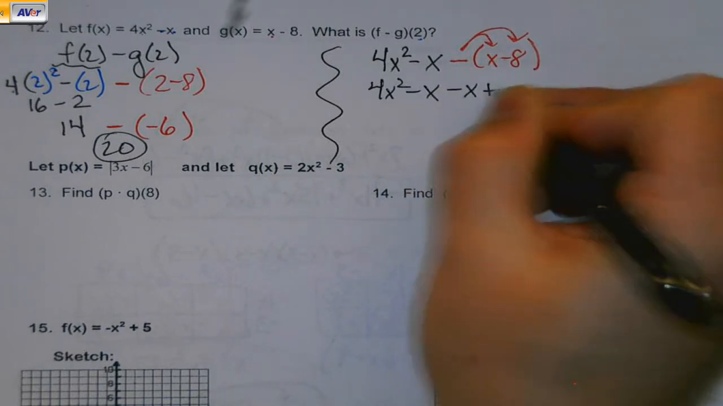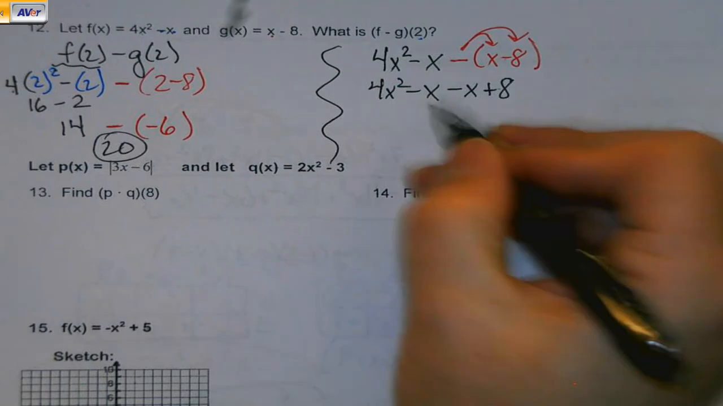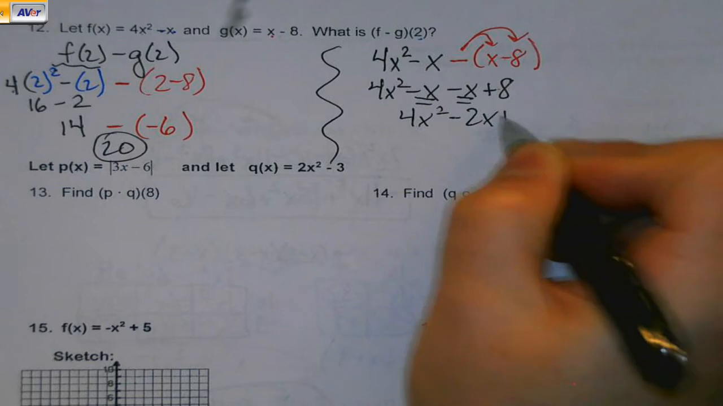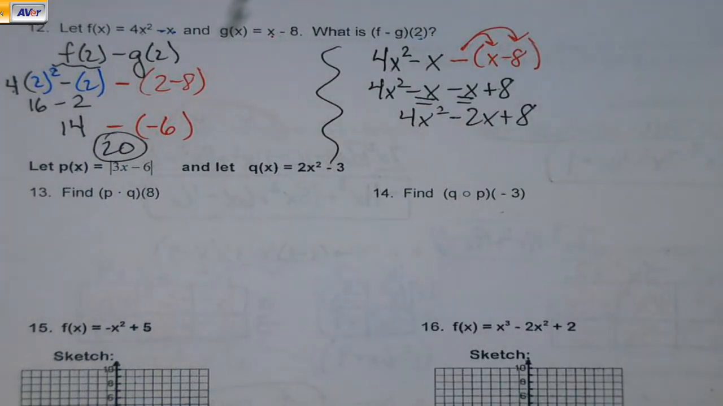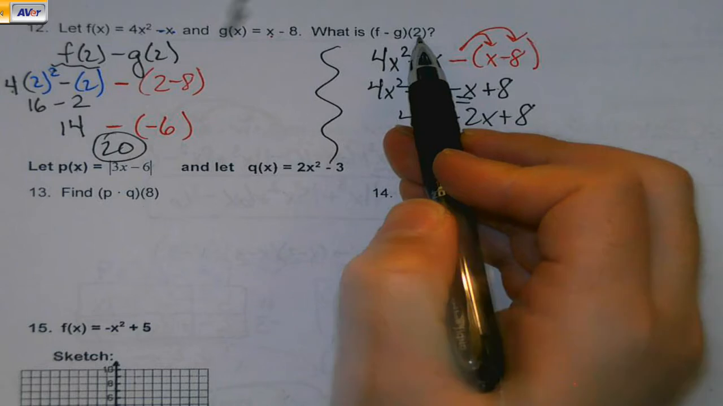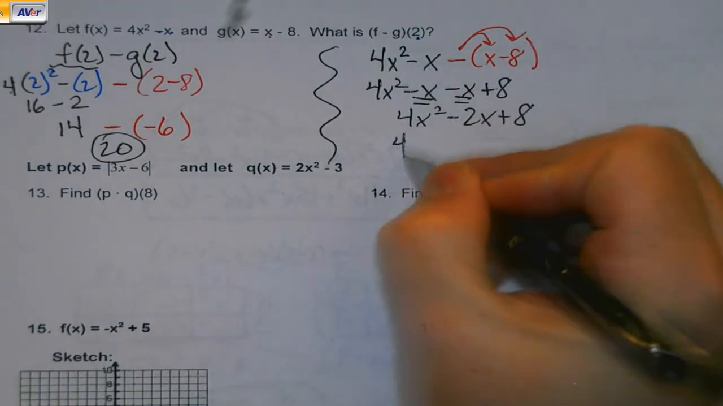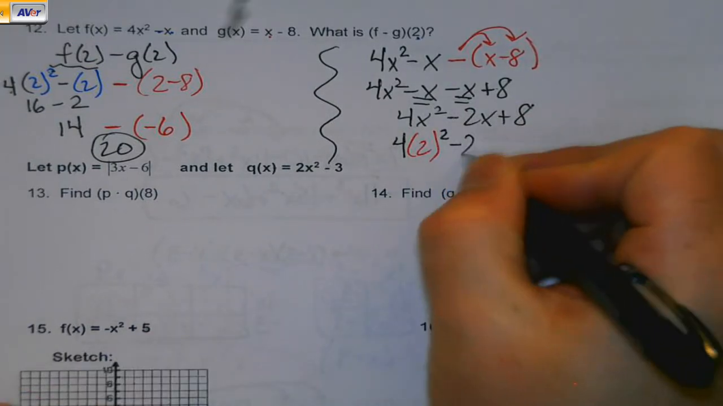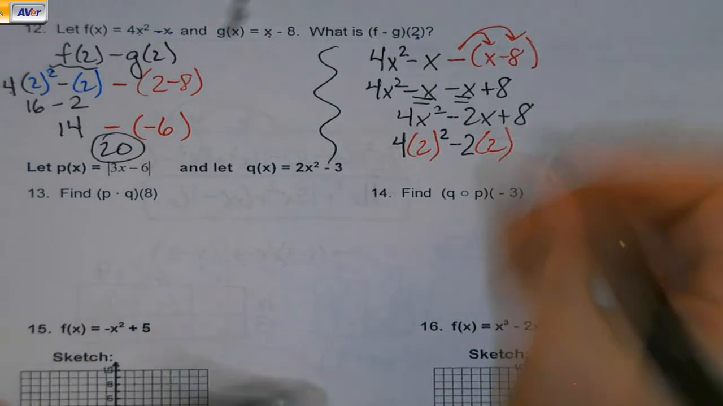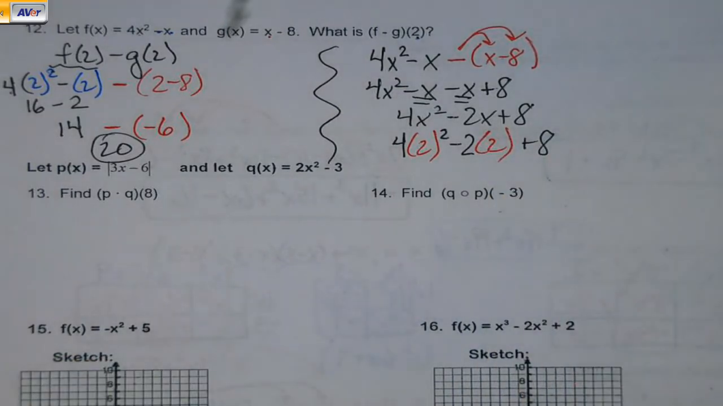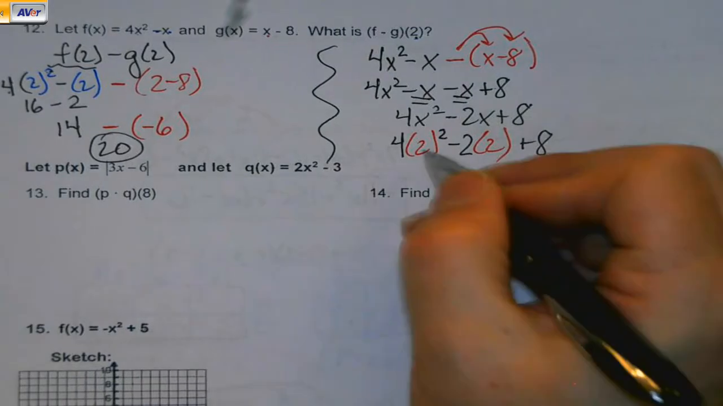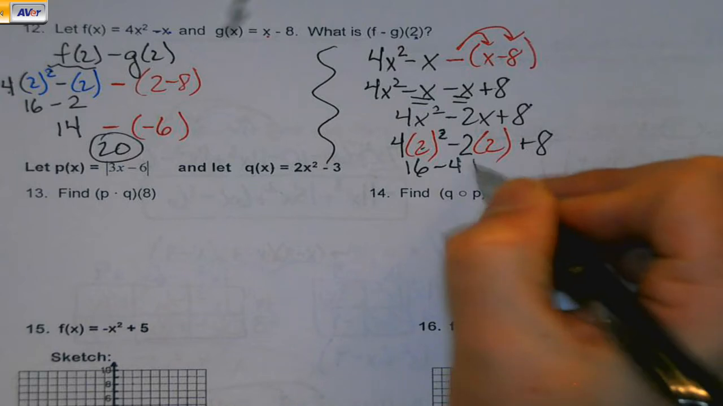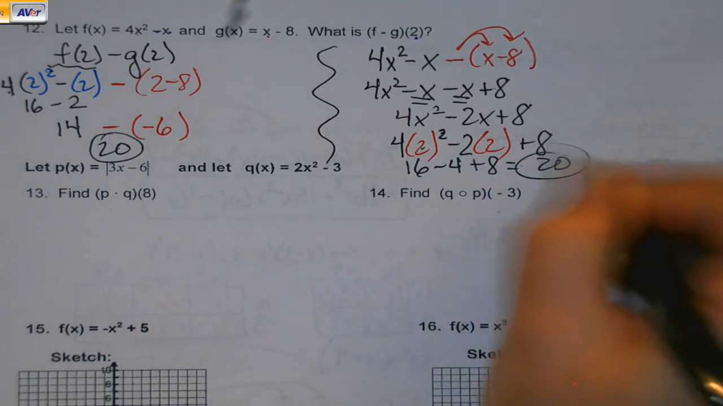Whoops. Yeah, that's right. Combine my like terms. And at this point, once I'm done, I would plug the 2 in. So it would be 4 times 2 squared minus 2 times 2 plus 8. And this way, I'm only actually dealing with the numbers for one step. 2 squared is 4 times 4 would be 16 minus 4 plus 8, which is also 20.